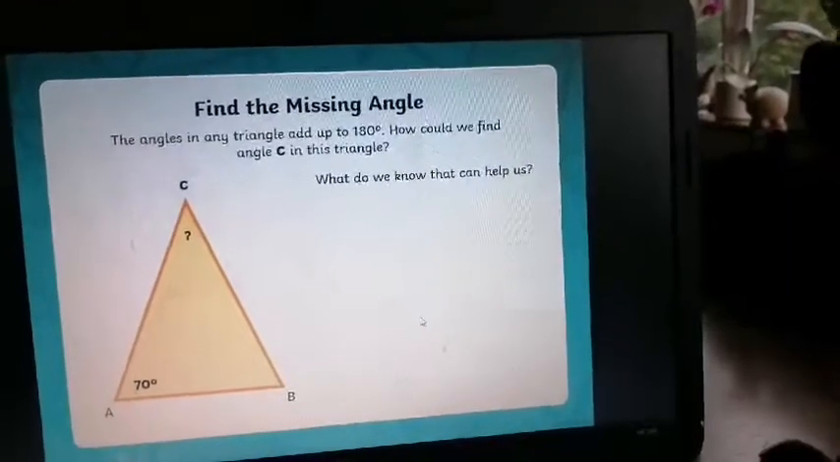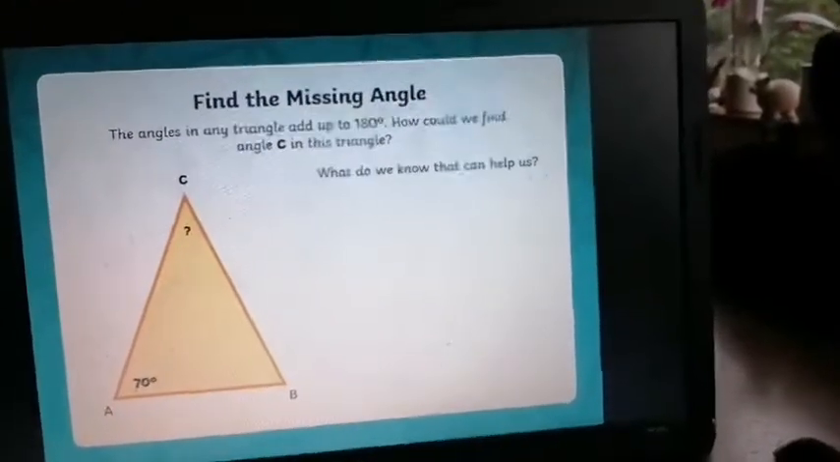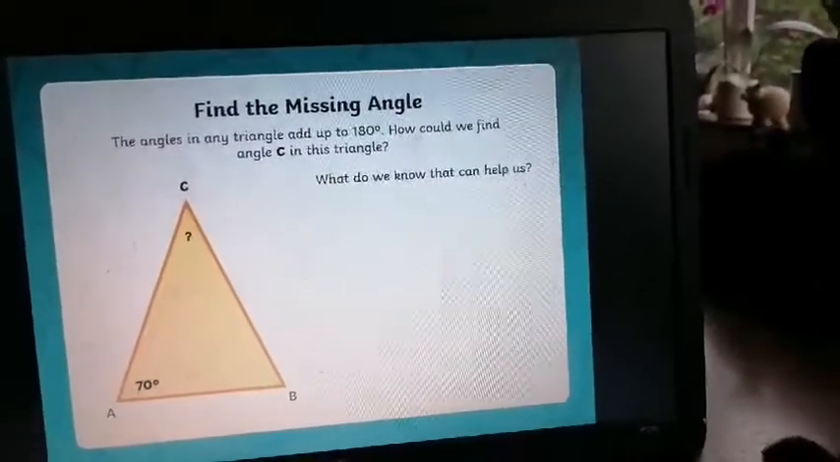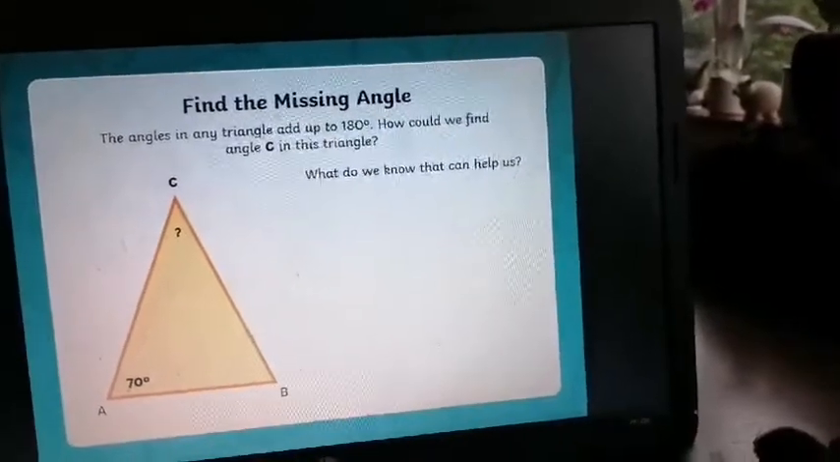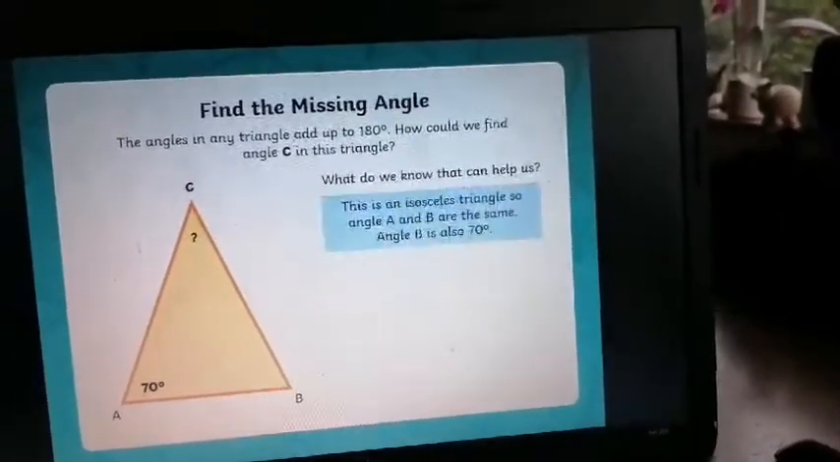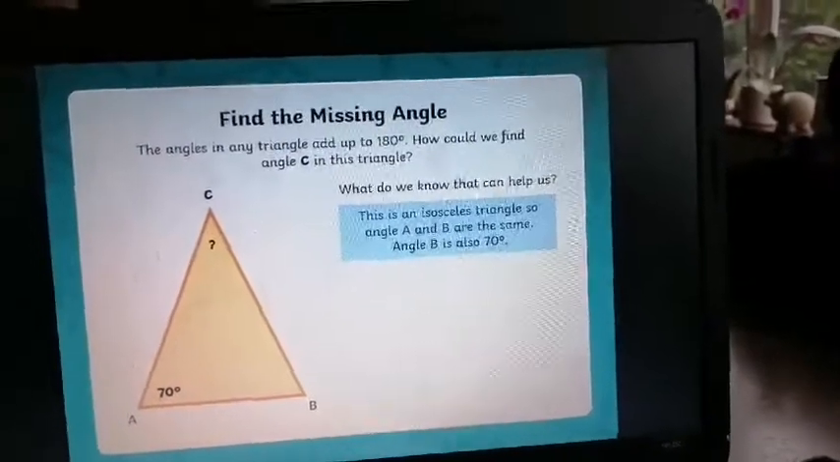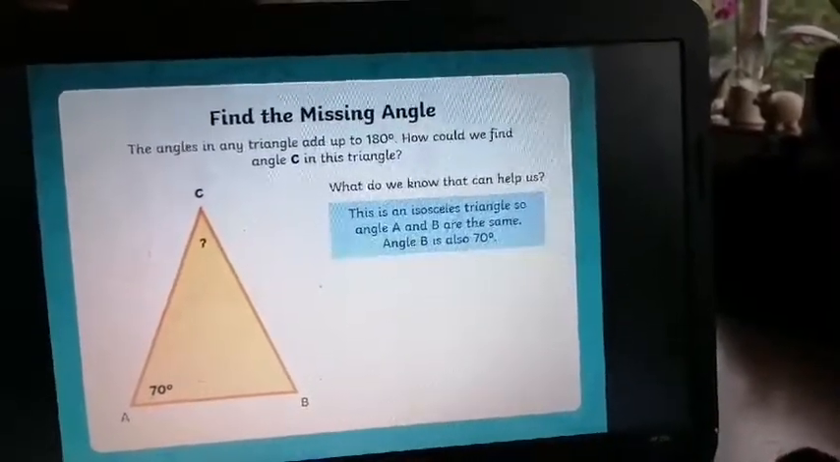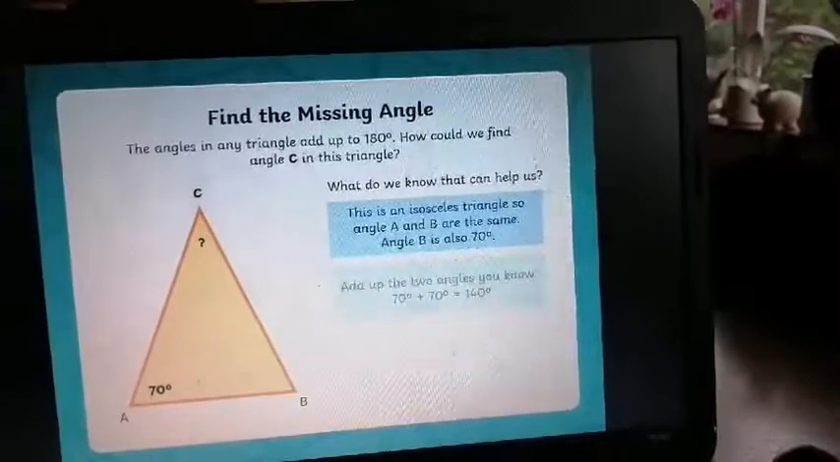Right, let's find the missing angle. The angles in any triangle add up to 180 degrees. How could we find angle C in this triangle? What do we know that can help us? Well, we know this is an isosceles triangle, so angle A and B are the same. Angle B is also 70 degrees.